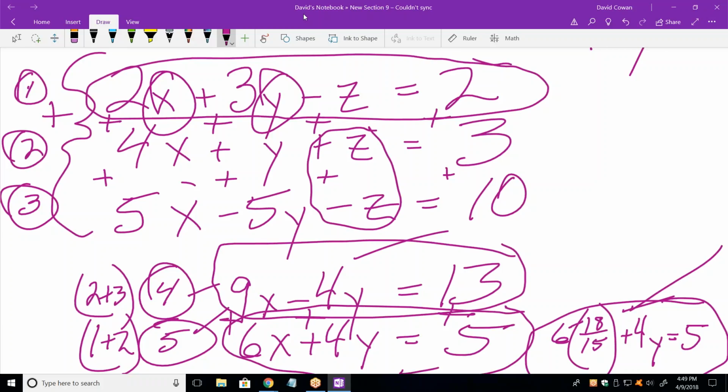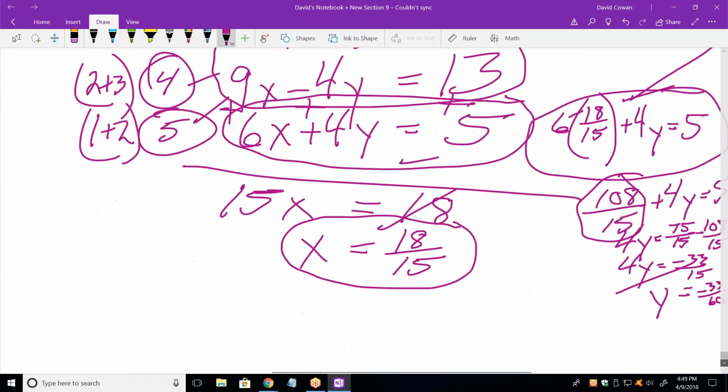And so once I narrow it down to these 2 equations, 4 and 5, I know I can solve for x and y. Once I solve for x and y, I can go back up to one of my 3 original equations and solve for z. Now, let's go down and talk about how I solve this simple equation.